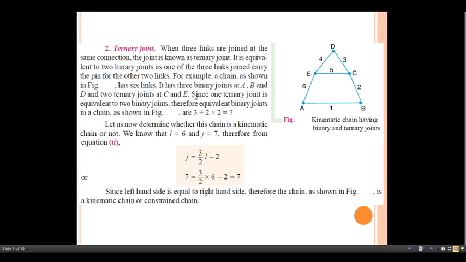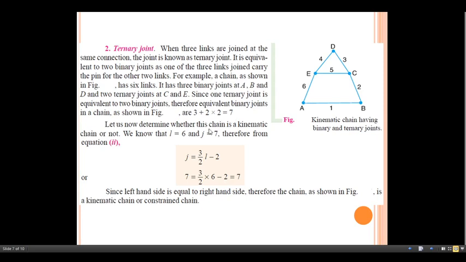In this case, you can get the number of joints with the help of this relation. So three binary joints with us: 1, 2, and 3. Here you can write it this way: three binary joints plus two ternary joints, and as a ternary joint is equivalent to 2 binary joints, the 2 multiplied by 2 is written here. So 3 plus 2 multiplied by 2 equals 7.